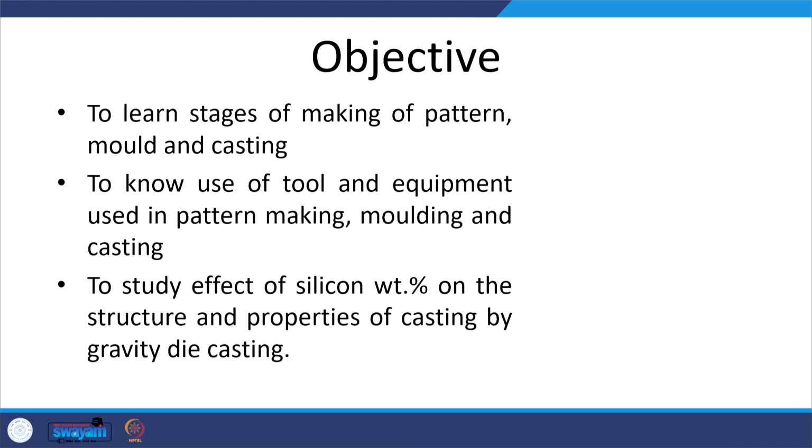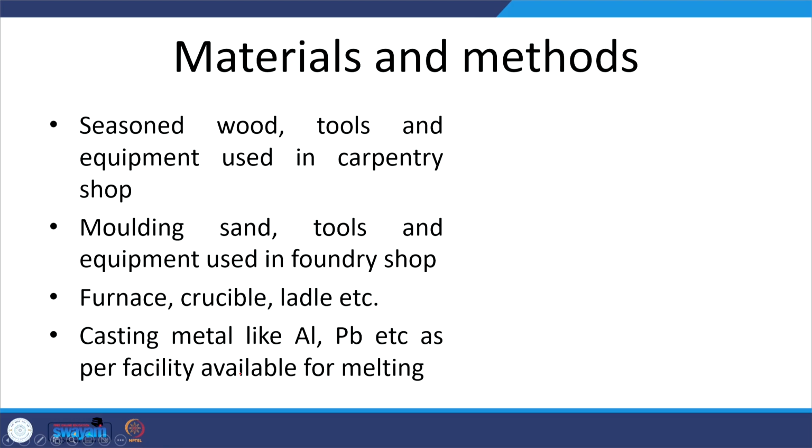So, what we are going to learn from this experiment and demonstration related to pattern making, molding and casting is the stages of making the pattern, mold and casting, and the use of various tools and equipment used for making the pattern, sand mold and casting. One more important aspect that we will study is the effect of silicon content on the microstructure and mechanical properties of the casting, which will be obtained through die gravity casting.